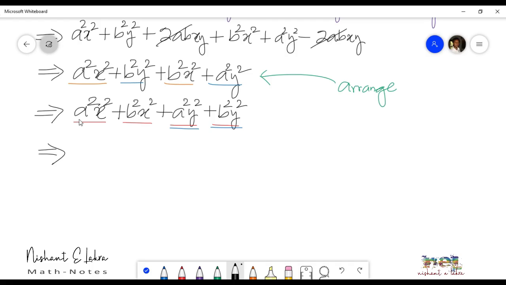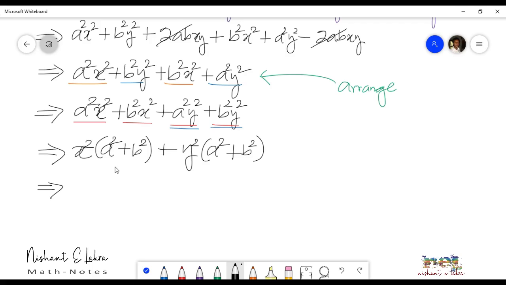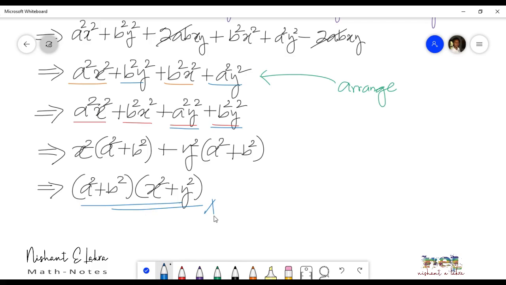The common in the first group, what I can see and what you also can see, is x square. X square into a square would be a square x square plus x square into b square would be b square x square, right? Now what's the common in the second group? Y square is common, so we multiply y square into a square and y square into b square to get those terms. Do we have common pairs here? Yes. A square plus b square, we'll write it as 1 into x square plus y square. So here we have found the answer. The answer is a square plus b square in brackets into x square plus y square in brackets.